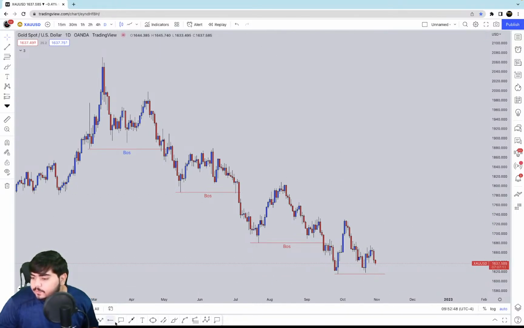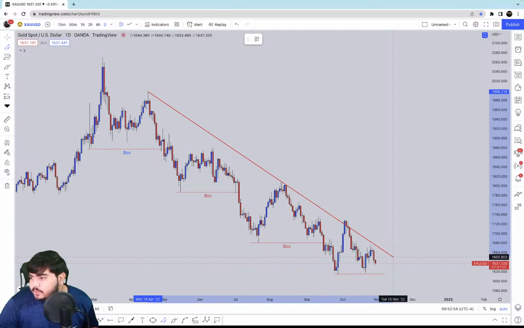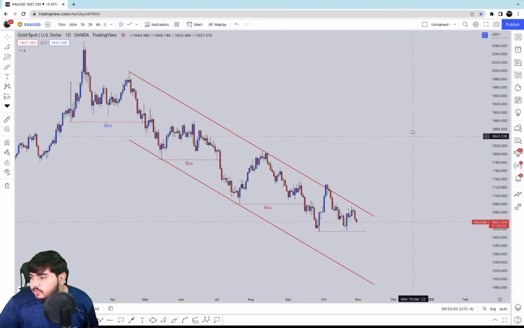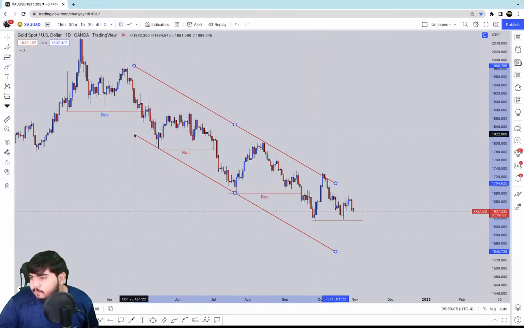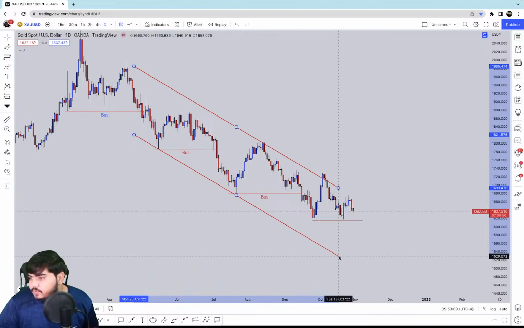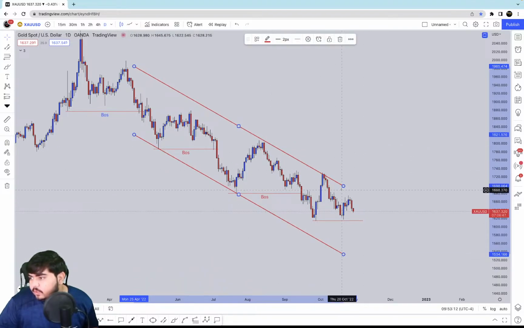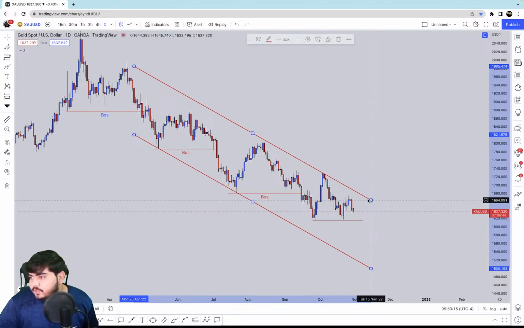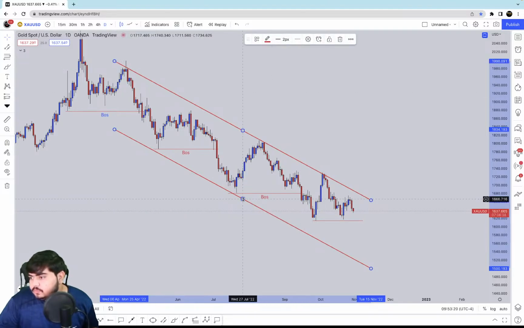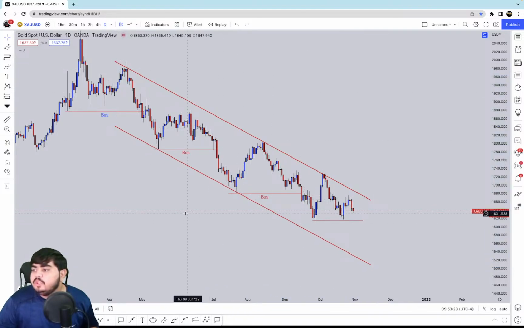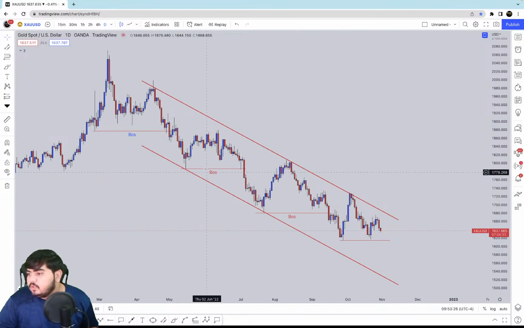Now we can also see that there is a bearish channel. If we mark up these lows and highs by connecting these wicks, and adjust this one right here, and adjust this as well a little bit closer, there we go. That is our bearish channel. You can see inside this channel the market is creating lower lows and lower highs.